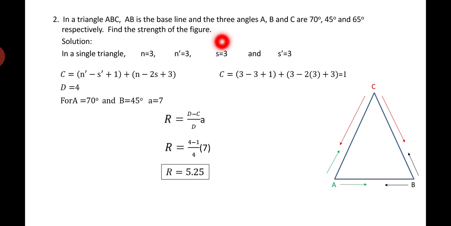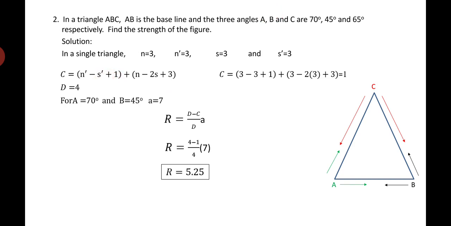Now strength of figure, see, it is very important to get the strength of figure. For that you require the R value, and to get the R value you require D, C, and small a value. So first of all you are supposed to get the C. What is C? C is n dash minus s dash plus 1 plus n minus 2s plus 3. This is the C value. So here n is the number of side measures, and s is the total number of stations, and n dash is the number of lines observed in both the directions.